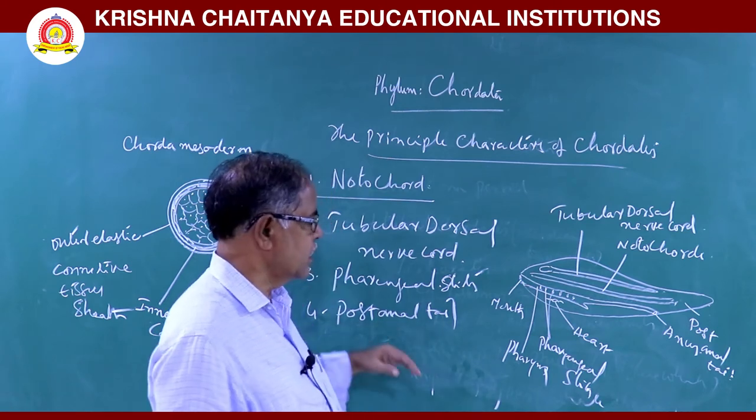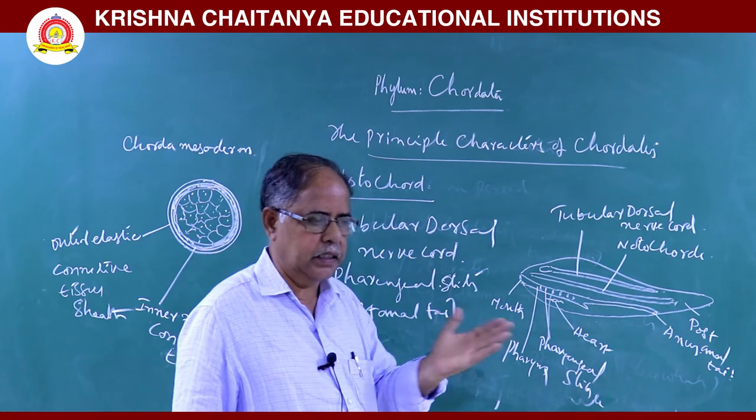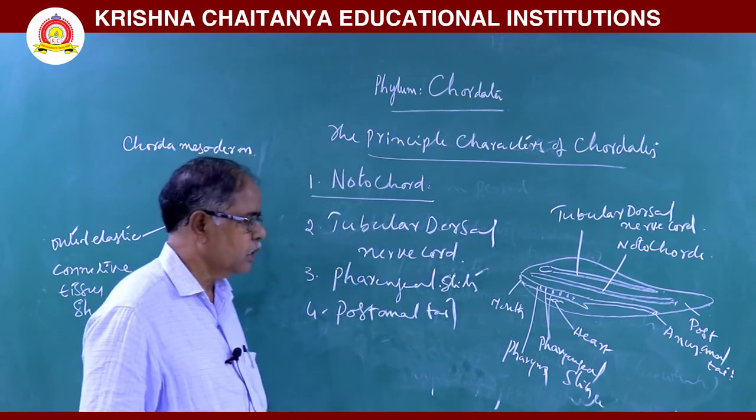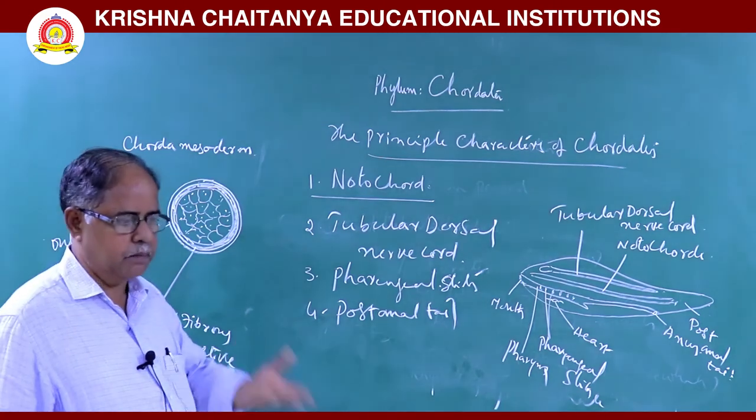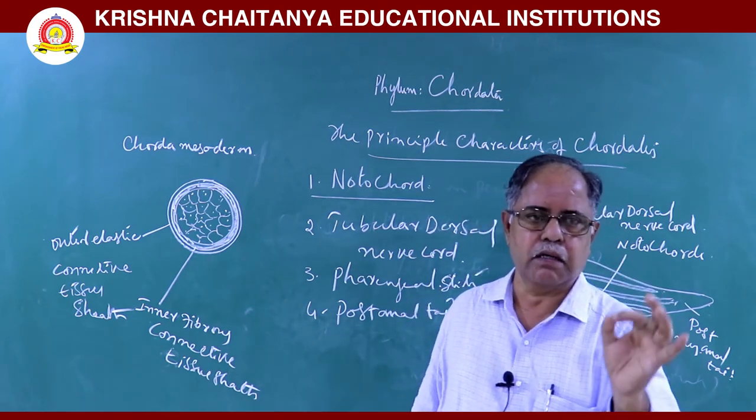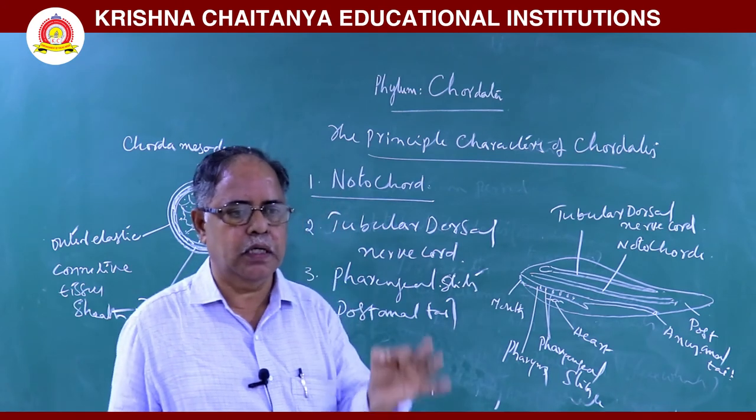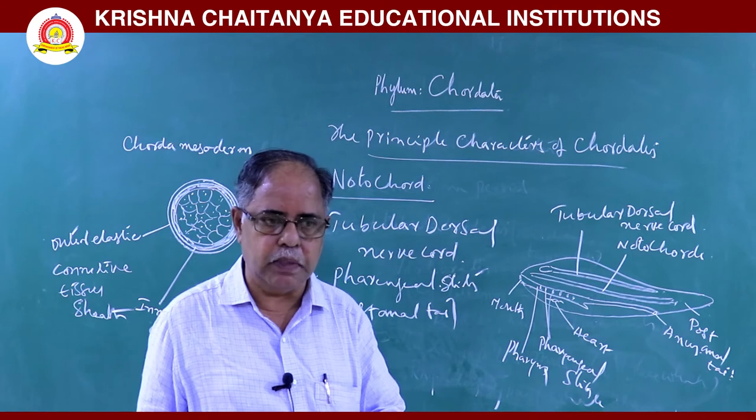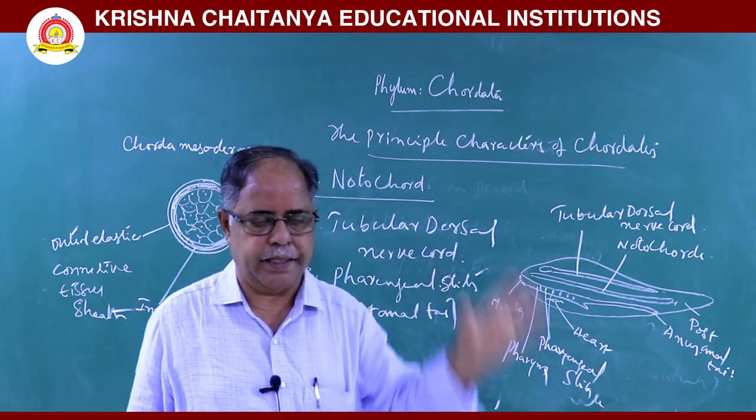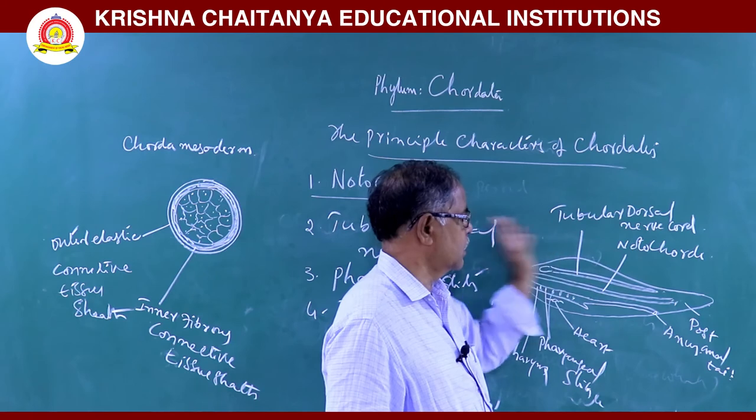Next, in vertebrates, this notochord is present during embryonic or larval stages. After that, it will be replaced partially or fully by the vertebral column. In mammals, the remnant of the notochord is present in the intervertebral disc as the nucleus pulposus. This is about notochord. Next, the second part is the tubular dorsal nerve cord.